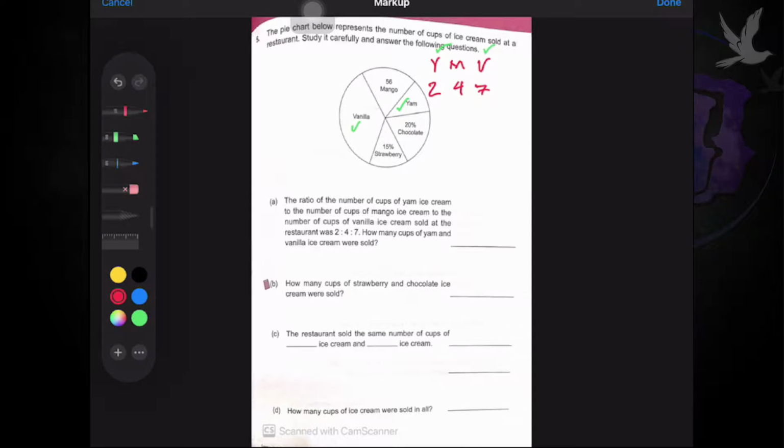If you still remember your topic, no? This is your ratio and your actual value is blank for yum. For mango, you have 56. But for your vanilla is also blank. So this is now familiar to you. If I'm going to rewrite this, that will be equivalent to 2 is to 4 is to 7 equals blank is to 56 is to blank. So from there, this will be able to help you solve for the value.